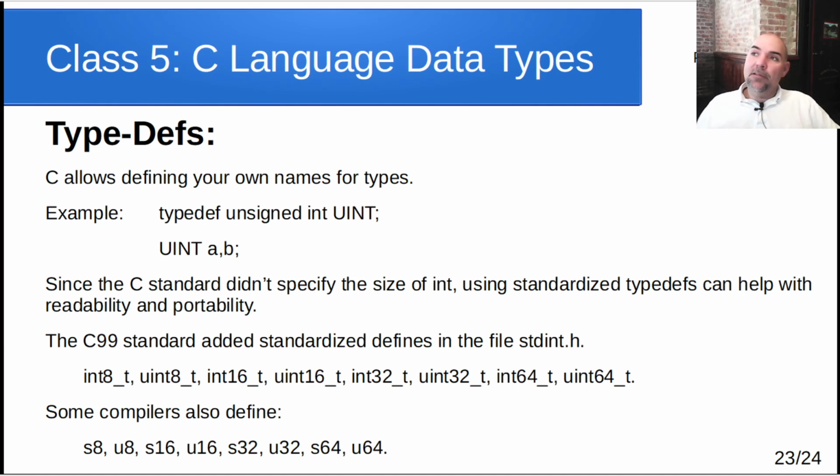And some compilers also will have typedefs that define, instead of those lengthy things, even shorter versions, like S8, U8, S16, U16, S32, U32, S64, U64. And if it doesn't have those, you could always typedef them yourself if you wanted to, and then use these.